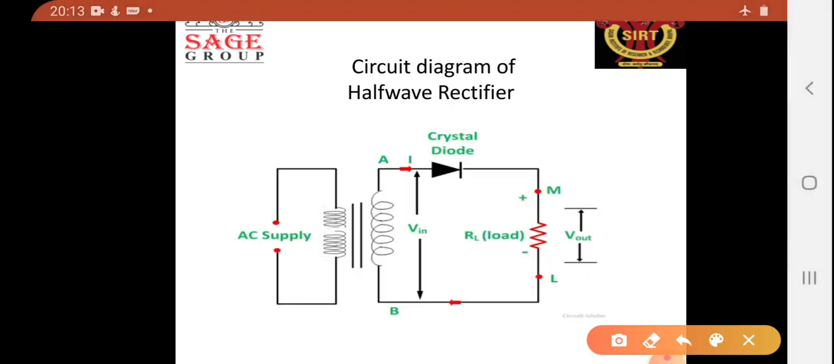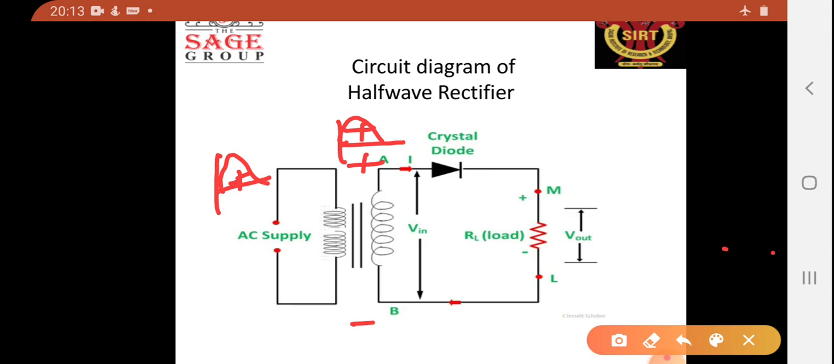When the positive cycle appears at the input, the same input voltage will also appear here. So this will be positive and this will be negative when the positive cycle is present. So we can say the A point is positive and B point is negative.